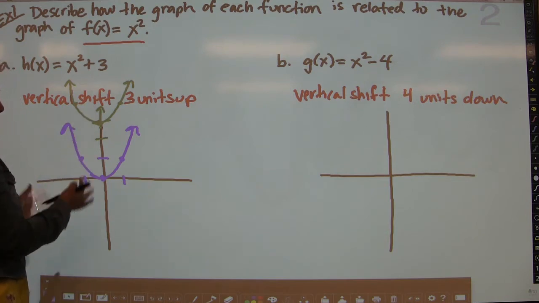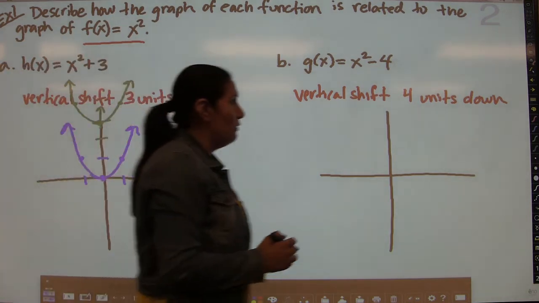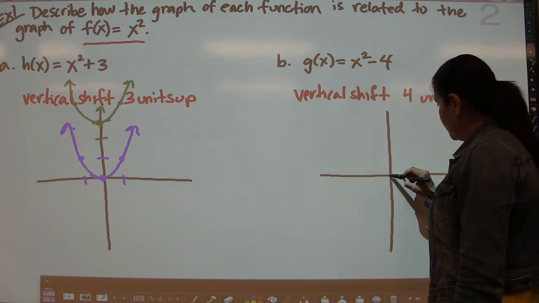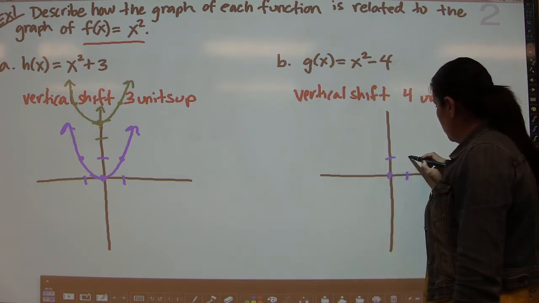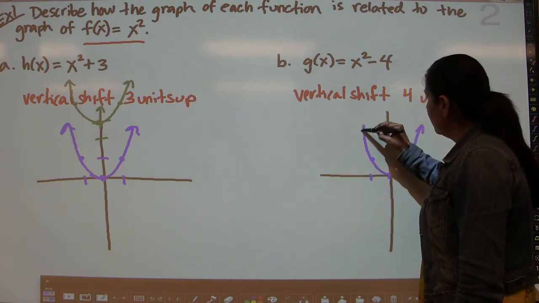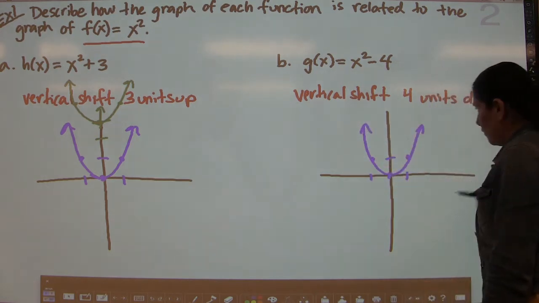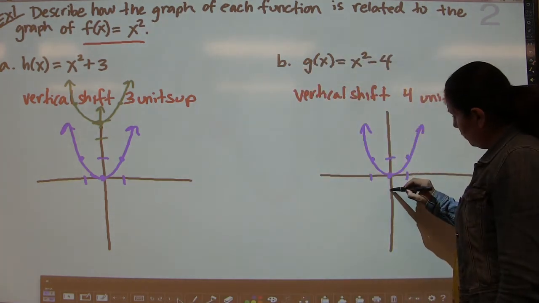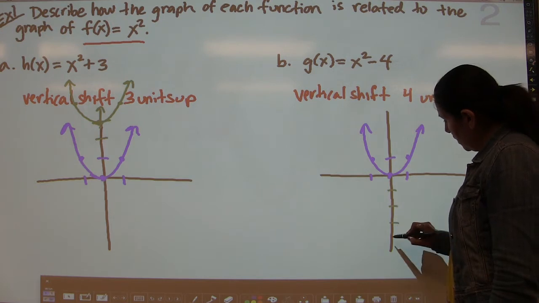So you don't actually have to graph it, but you could very easily if you know what the parent graph looks like. Again, 0, 0, 1, 1, negative 1, 1, that's the parent graph. And the x squared minus 4 graph is going to be 4 units down, so you're going to have 1, 2, 3, 4 units down.